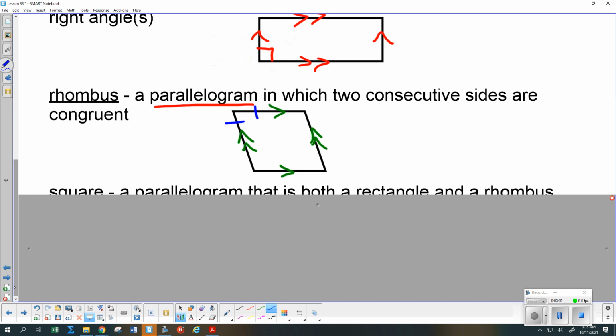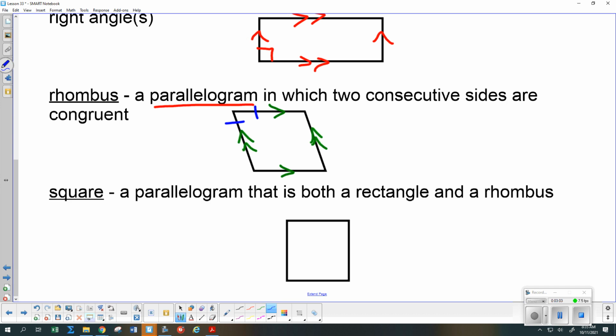And the final special parallelogram is a square, and it is both a rectangle and a rhombus. So it is a parallelogram. It has a right angle, and we know two consecutive or adjacent sides are congruent, and that is enough to have met our definition of it being a square. And then we're going to move into all the special other properties of these things.